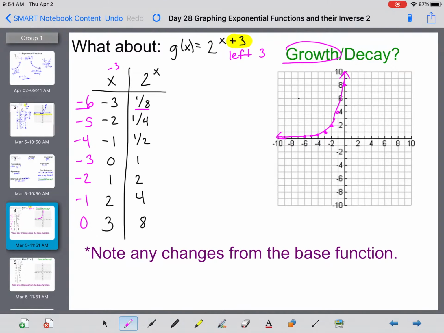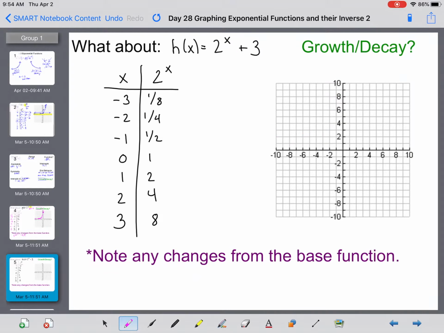And then this question down here is just note any changes from the original parent function here. Well, the only thing that's really changed, because my domain and range is still exactly the same, I still have a horizontal asymptote in the same spot. Looks like the only thing that's changed here is where my y-intercept is. So my y-intercept is now at the point 0, 8.